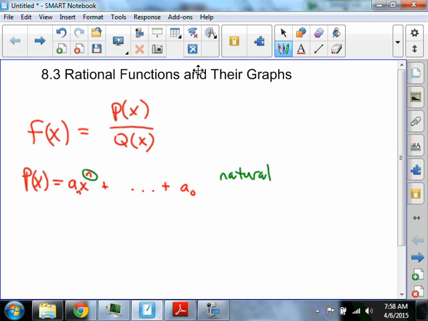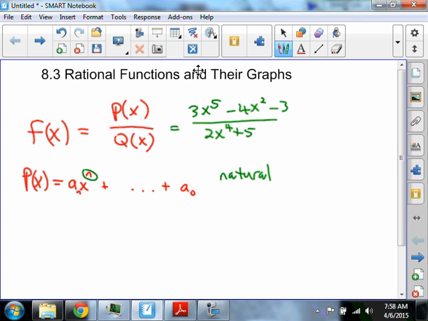So no matter how we put these things together, we might have something like 3x to the fifth minus 4x squared minus 3, all over 2x to the fourth plus 5. Notice the exponents on the variables are always natural numbers, numbers like 0, 1, 2, 3, 4, 5, etc. So I guess what I'm saying is we're never going to have a fractional exponent.